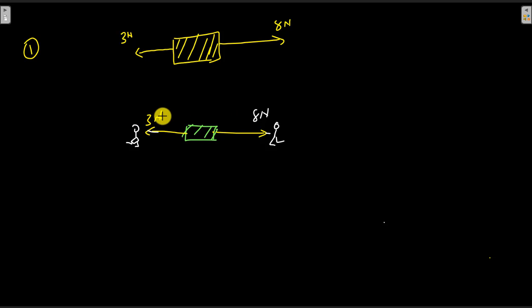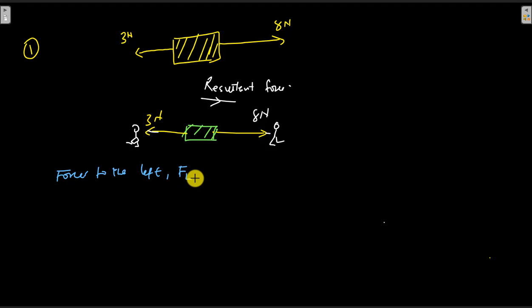Now, obviously, the stronger one is going to take this block. So by mere looking at the diagram, we can tell that the block is going to move towards the right because this force towards the right is actually greater than the force towards the left. But this object is going to move towards the right, not with 8 newtons, but rather with the force that we call the resultant force, which we are going to calculate.